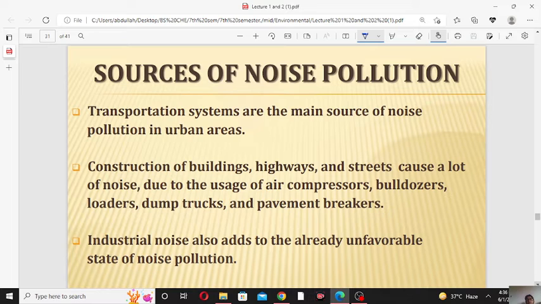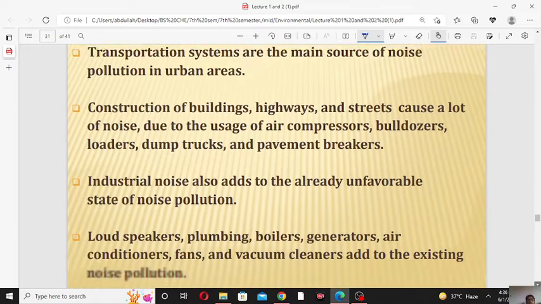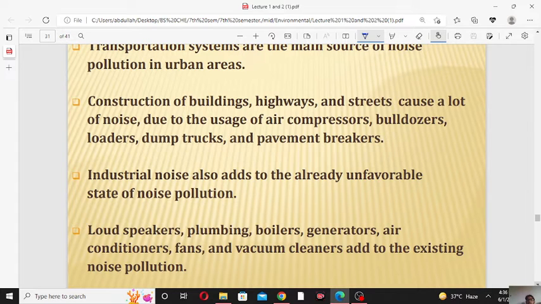Sources of noise pollution. Now, what are the sources of noise pollution? Transportation systems are the main source of noise pollution in city areas. So, the first source of noise pollution is transportation. Construction of buildings, highways, streets, etc. is the second source of noise pollution.